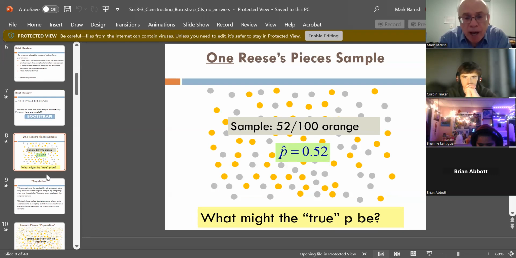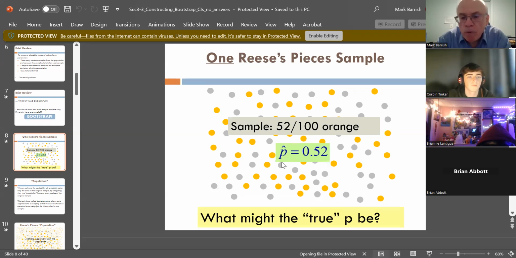Now, suppose we have a sample. It says Reese's Pieces. We know there are various colors of these Reese's Pieces if you ever ate them. So if you had a sample of 100 Reese's Pieces and you wanted to know how many of them were orange, you counted them, right? And you ended up with 52 orange Reese's Pieces out of 100 total in the sample. So our sample proportion is simply 52 divided by 100, 0.52. And we use the symbol p hat for our sample proportion.